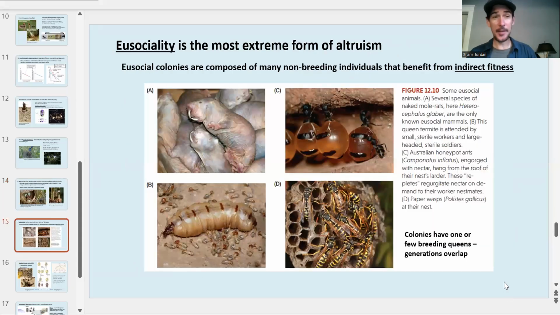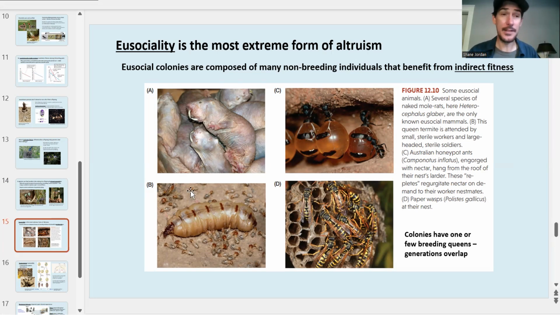And then we can start talking about probably the most extreme kind of social altruism that we see in closely related groups or family groups, and that is what we call eusociality. These eusocial colonies generally are composed of many, many non-breeding individuals that really are only ever going to benefit from indirect fitness. We see this rarely in mammals. Naked mole rats seem to exhibit this behavior, where again there'll be only a few reproductive individuals and tons and tons of non-reproductive individuals helping rear the offspring that are produced.